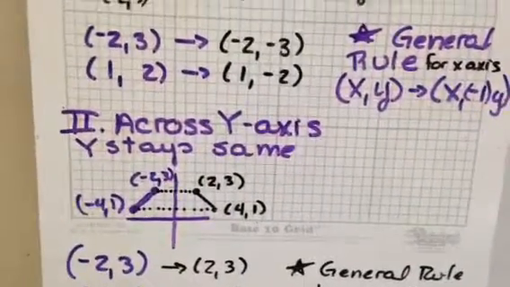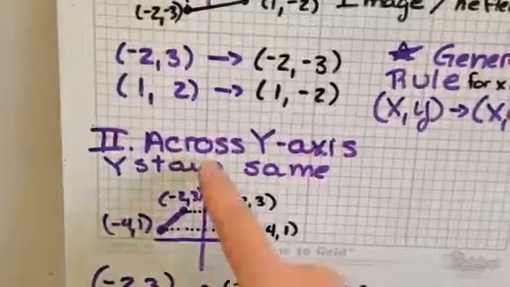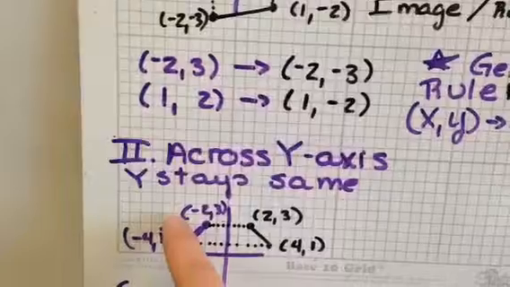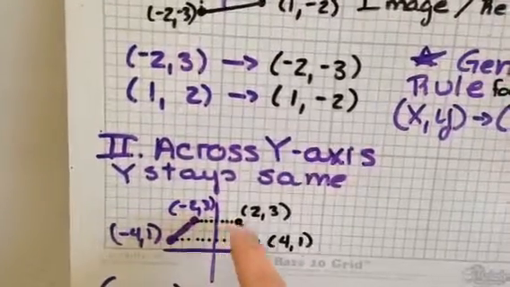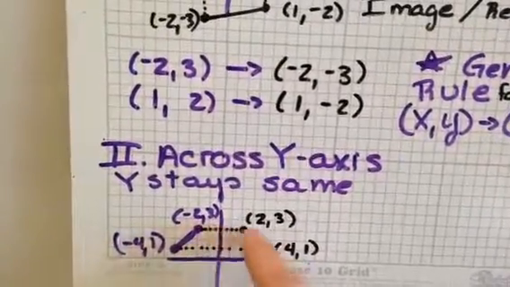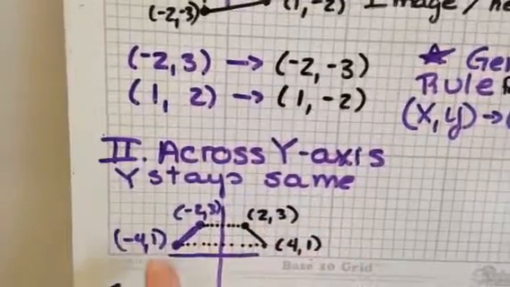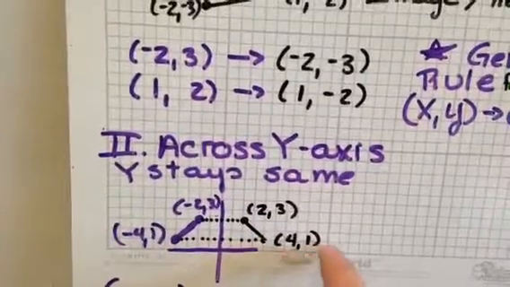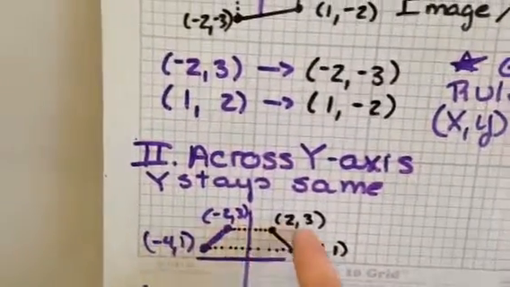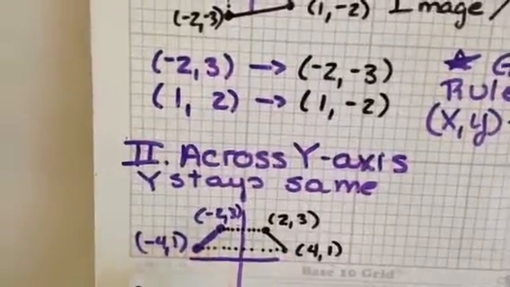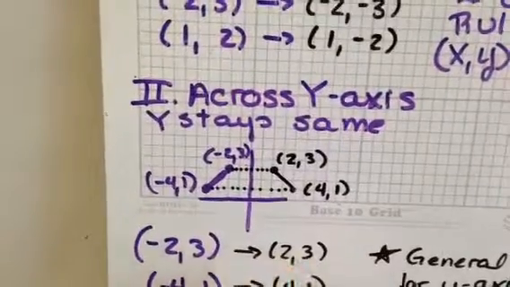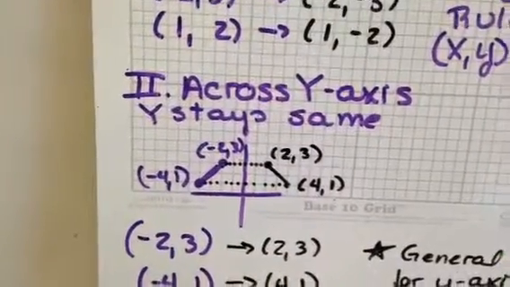Now if we can go across the x-axis, we can do the same thing across the y-axis. And so this time we use the y-axis as the mirror. And so we have -2, 3 here, and when we reflect it across the y-axis, we're going to go from -2, 3, and we're going to end up at 2, 3. And then we're going to do the same thing here, -4, 1, we reflect it across, we end up with 4, 1. So notice here, the y stays the same, and the x's change. So we have our -2 to +2, 3 stays the same, -4 to +4, 1 stays the same.